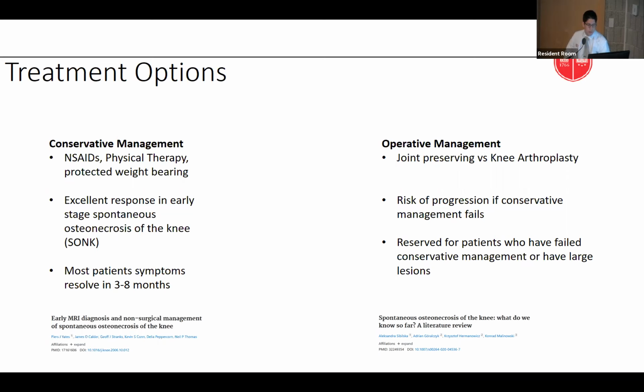So to provide basically 2 goals, one which would be relief of his symptoms, as well as to prevent progression of the disease to end-stage arthritis.